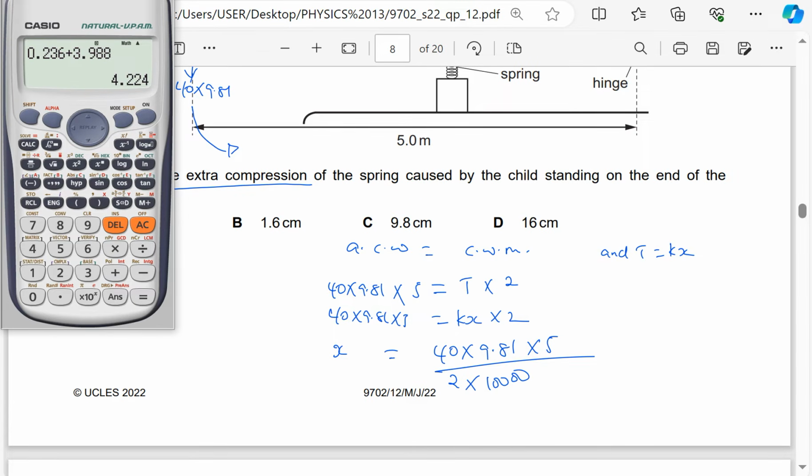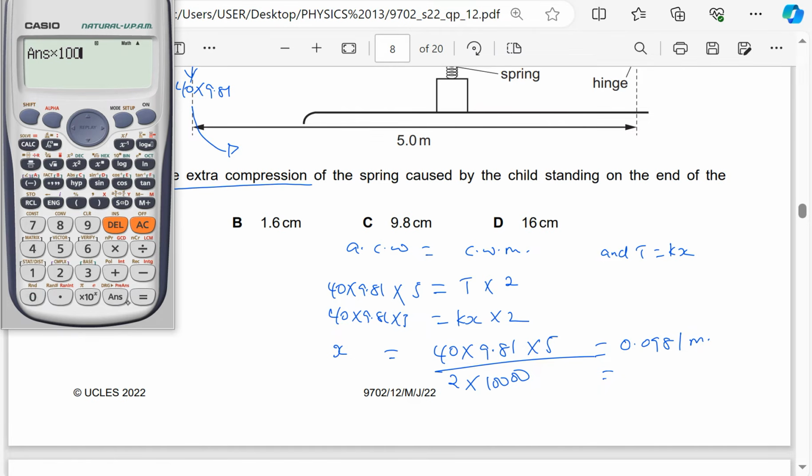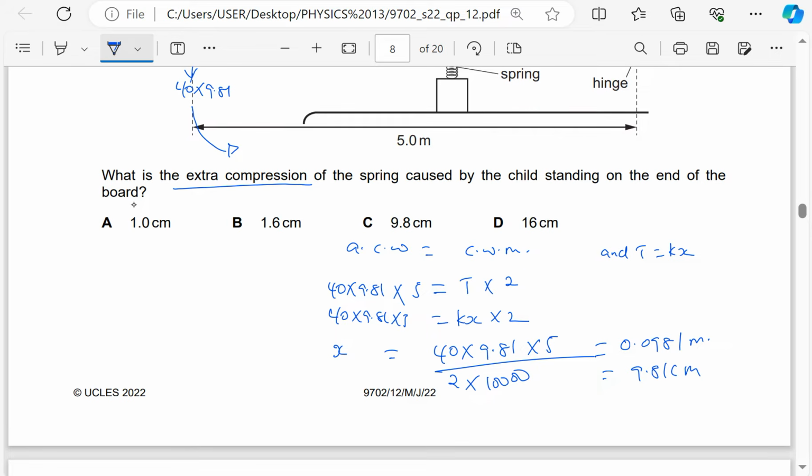So I'll just press my calculator. 40 times 5 times 9.81, divided by 2 times 10,000. So this gives me 0.0981. This is going to be in meters. The answers given here are in centimeters, so I multiply this by 100, which is 9.81 centimeters. So the answer is going to be C.